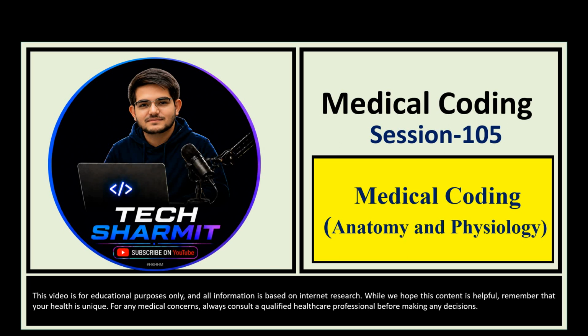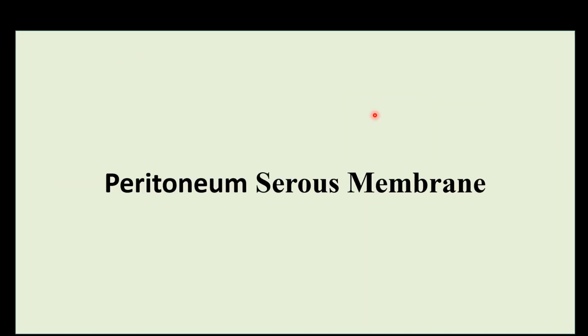In this session, we are going to talk about another very important topic related to medical coding anatomy, where we will be mainly focusing on peritoneum serous membrane. In this session, we will deeply discuss what the peritoneum serous membrane is. If you remember, in our previous session, we already covered the other types of serous membrane. So this session is a continuation of the same, where we will be talking about the peritoneum. We'll see how it is utilized and what the functions of this membrane are.